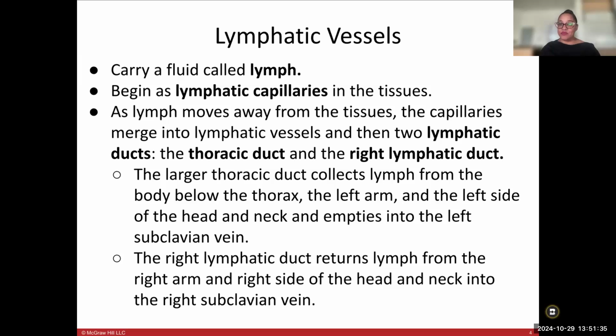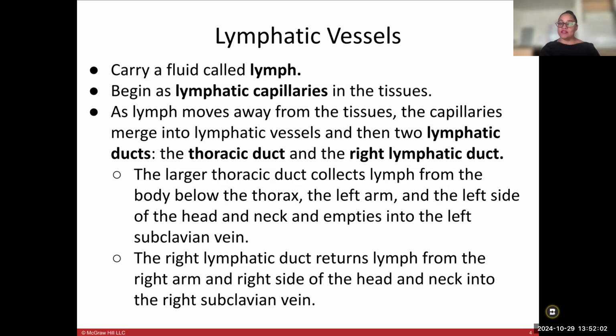Lymphatic vessels carry a fluid called lymph, so blood is not the only liquid we have inside of our bodies, just like arteries and capillaries are not the only vessels we have. We have lymph vessels, carry the fluid lymph. It begins as lymphatic capillaries in the tissue. As lymph moves away from the tissues, the capillaries merge into lymphatic vessels and then to two lymphatic ducts, the thoracic duct and the right lymphatic duct.